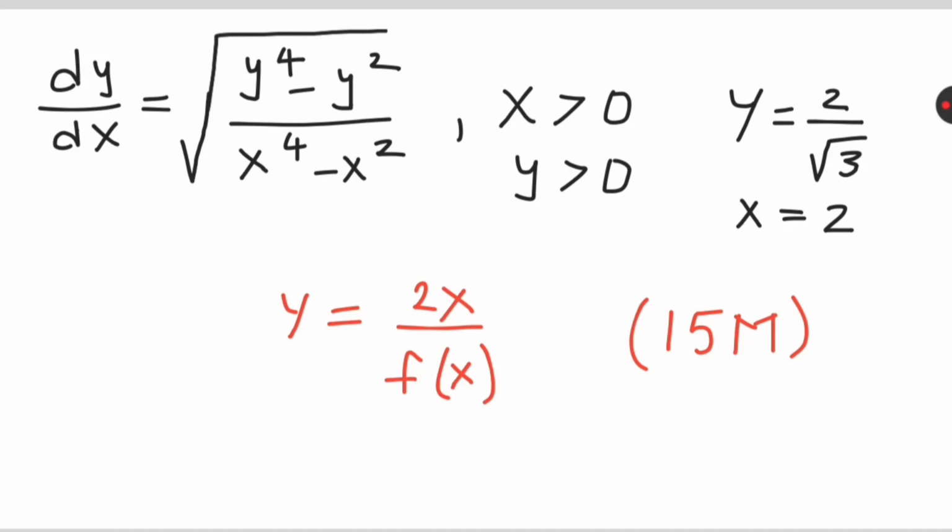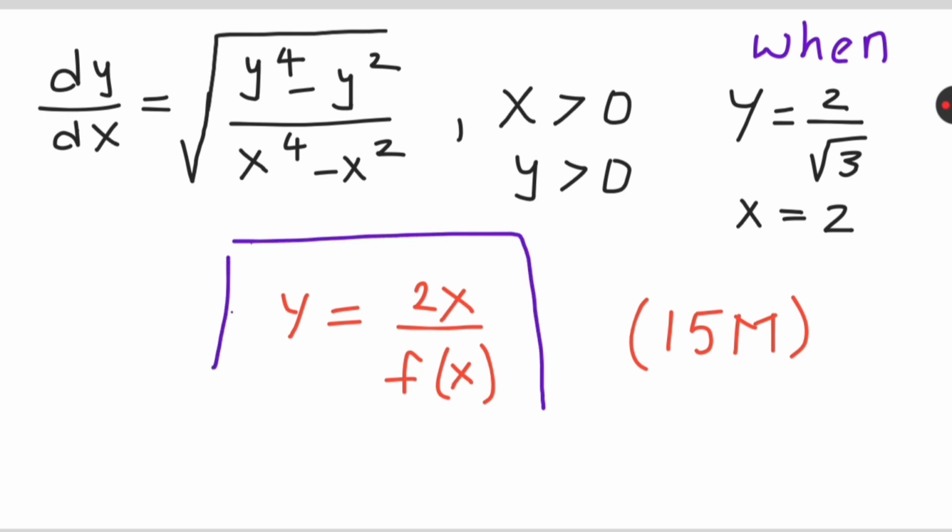Today's question is dy by dx equal to square root of (y^4 - y^2) over (x^4 - x^2). Here x is greater than 0 and y is greater than 0. When you substitute y as 2 over root 3 and x as 2, then we need to give the answer in the form of y equal to 2x over f of x.